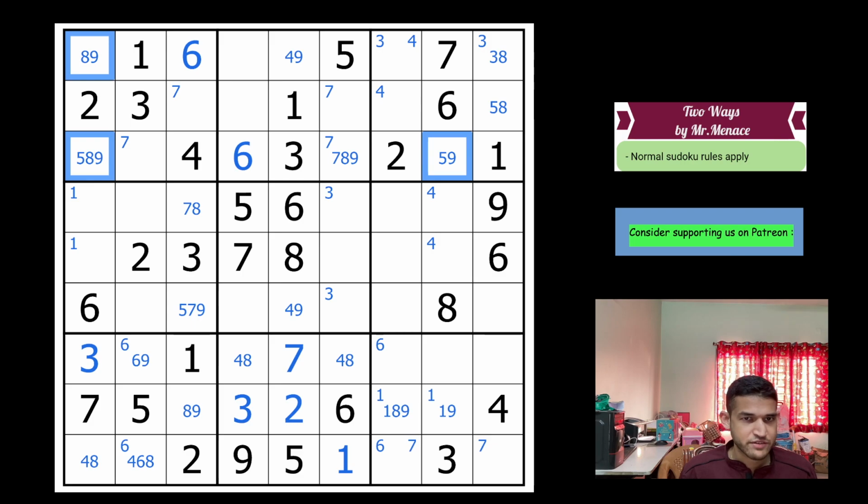So basically you identify two boxes, and the wing cell, in this case the cells which see the other two cells is called the wing cells, will have to take all the candidates A, B and C. So let's call A as 5 and B as 9 and C as 8.